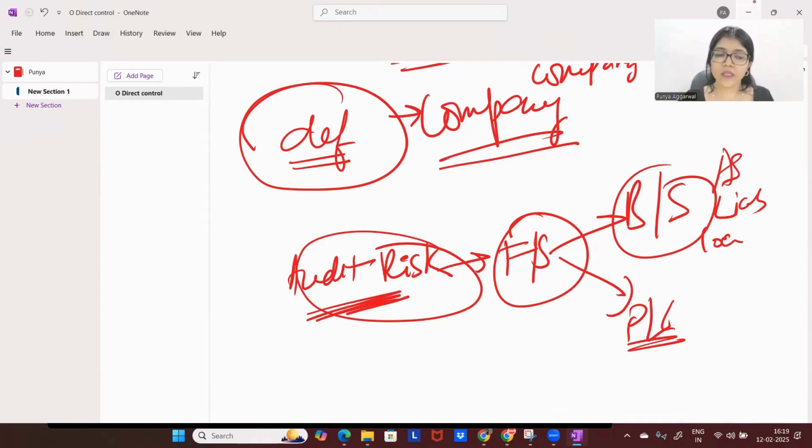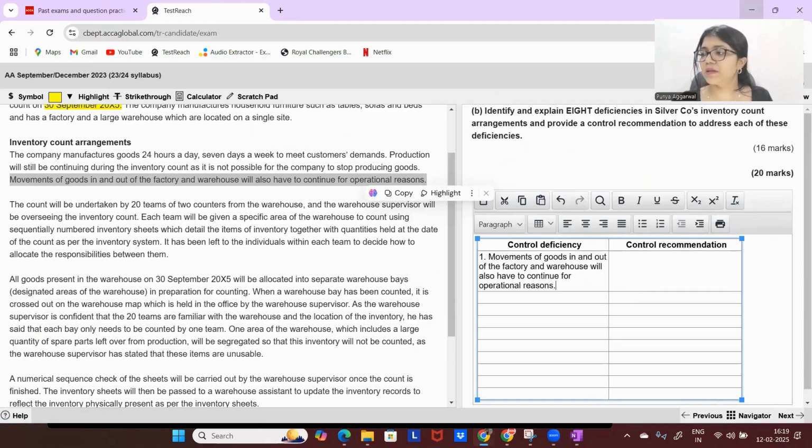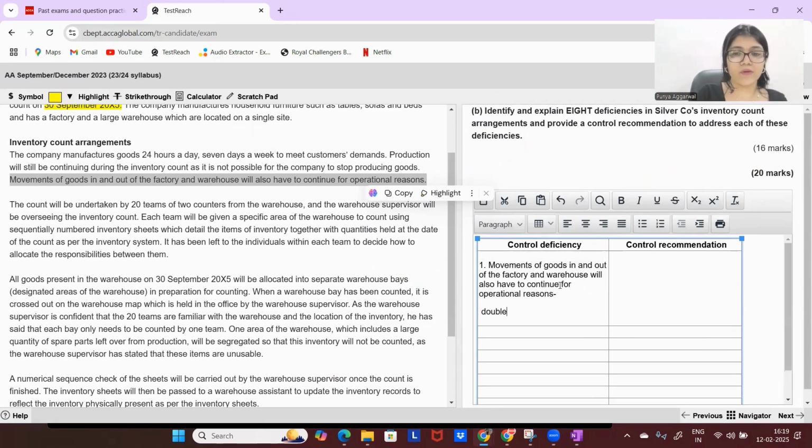Right? Okay. Let's move ahead with the next deficiency that we have. I hope the first one is clear. So I'll just quickly write over here: it can lead to the issue of double counting or omissions. Fine. Okay. This is the first deficiency that we were able to identify.